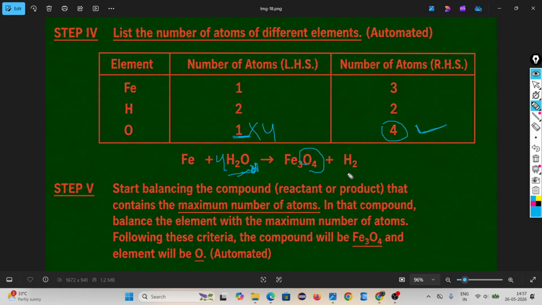Then come to hydrogen. In the right-hand side how many? 2, but to balance oxygen we multiplied by 4, so it becomes 8. So on this side also you have to multiply by 4, and it becomes eight. Then come to iron. In the left-hand side how many iron are there? On the right-hand side 3. In the left-hand side 1. Now it becomes balanced.